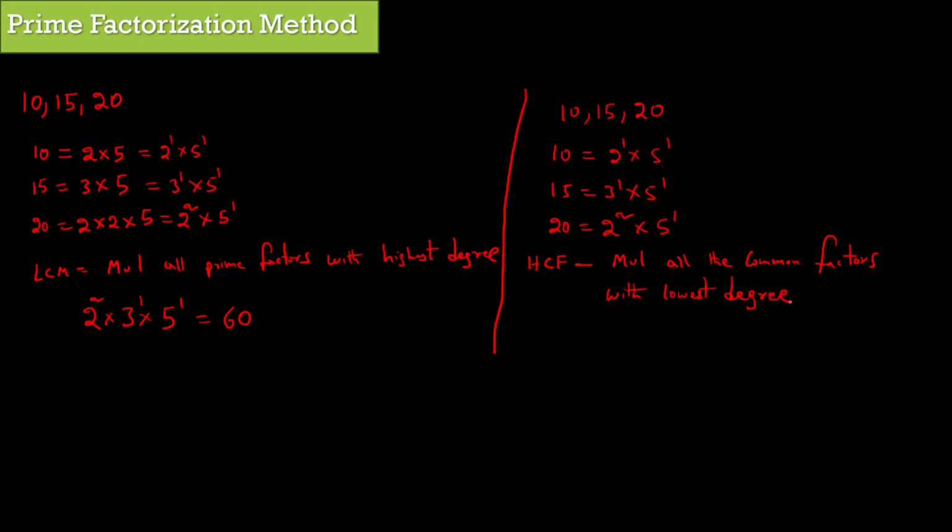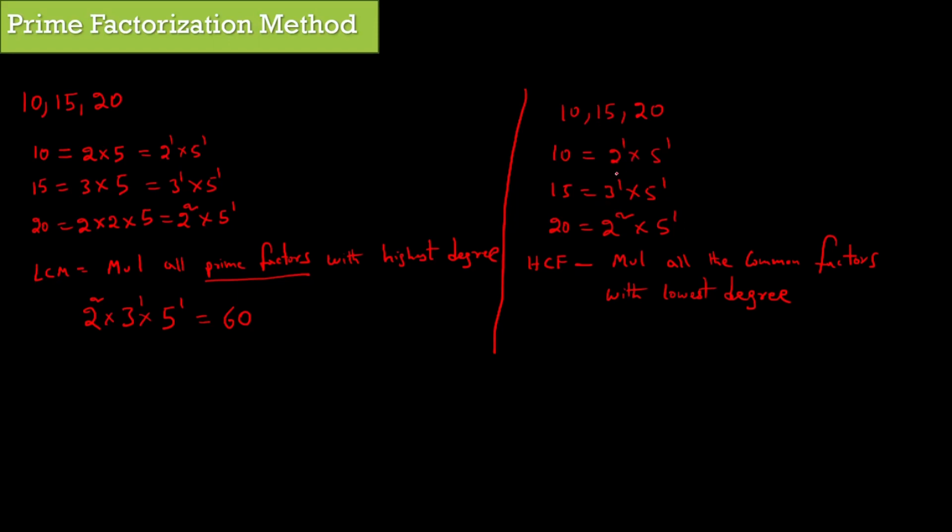So remember this. In prime factorization LCM, we will multiply all the prime factors, whether they are common or not, we will consider all, but they should be with highest degree. But in HCF, we will take only the common factors with lowest degree. What is the common factor in all the numbers here?